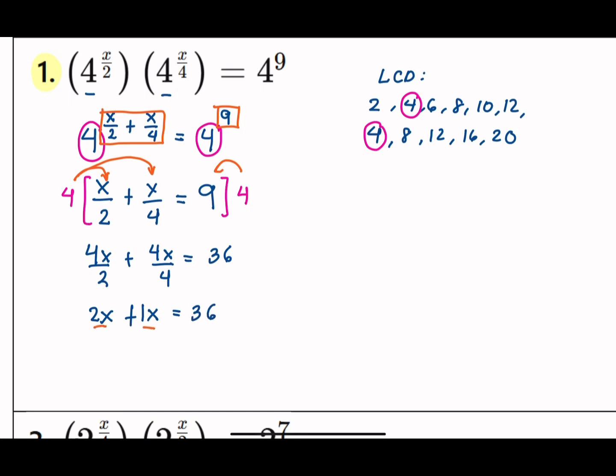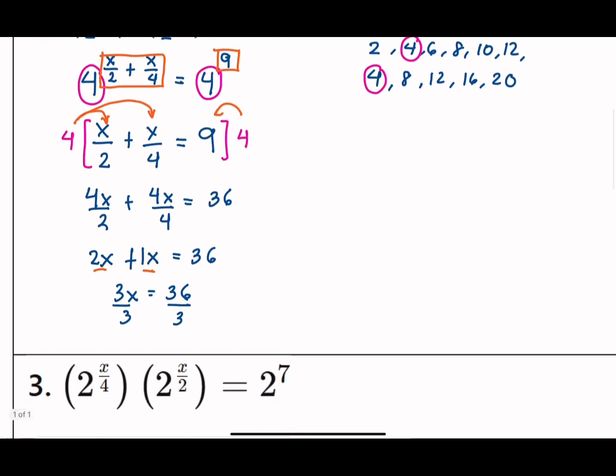Now I can combine these two because they are like terms. 2x plus 1x is just 3x is equal to 36. Dividing both sides by 3, our final answer is x is equal to 12.